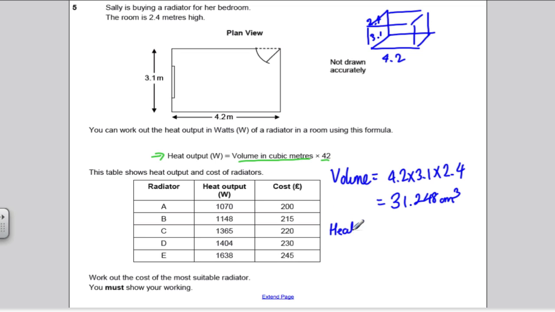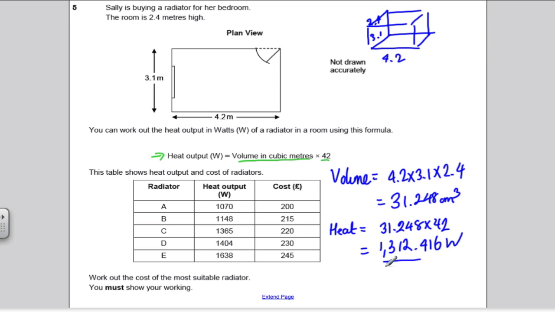So what's the heat output? The heat output for this room is going to be 31.248 multiplied by 42, and we're going to get ourselves 1312.416 watts.